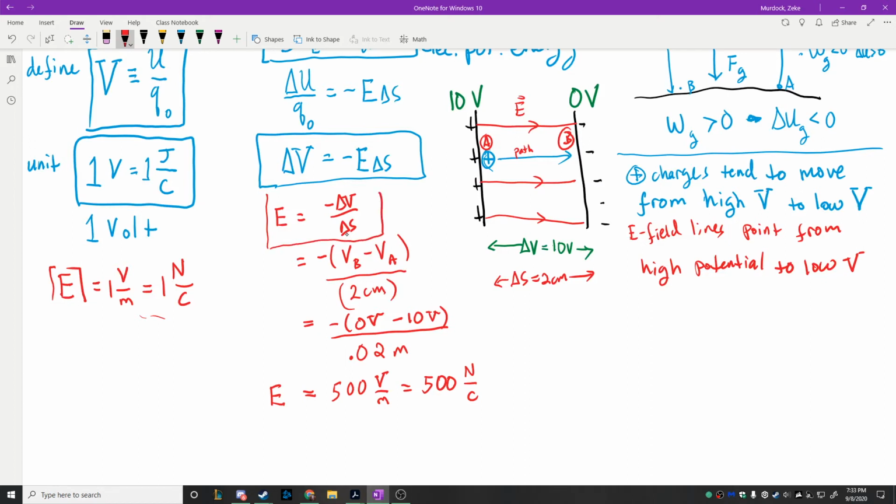Now, this is a nice relationship if you think about it. It says the rate at which the voltage changes with respect to distance tells you the size of the electric field. So if, for example, this plate was 20 volts and the other plate was 0 volts, the change in potential would be much greater within this region of space. Bigger change, bigger field, right? It's really about the rate at which the voltage changes per unit distance that you move. This is actually the way we measure electric fields in the classroom.